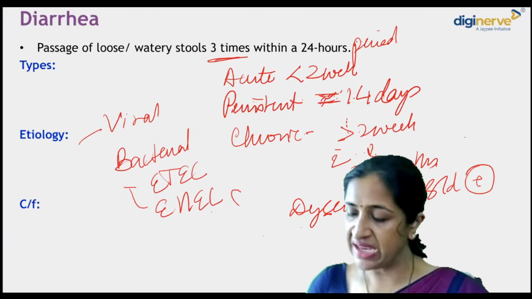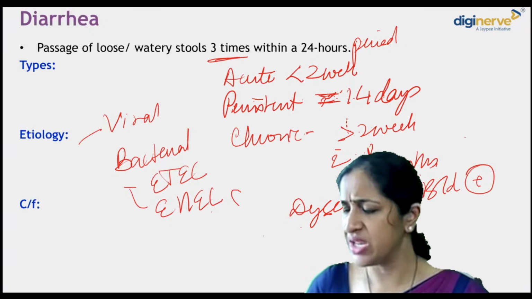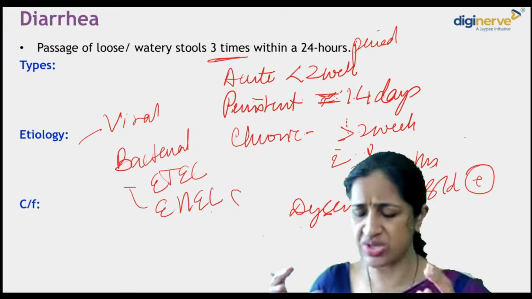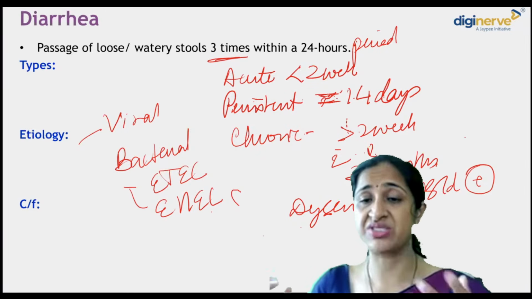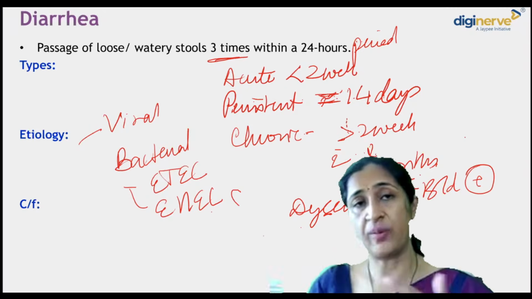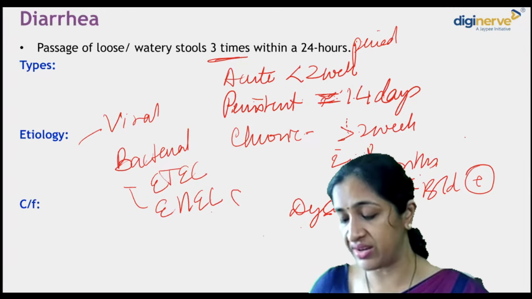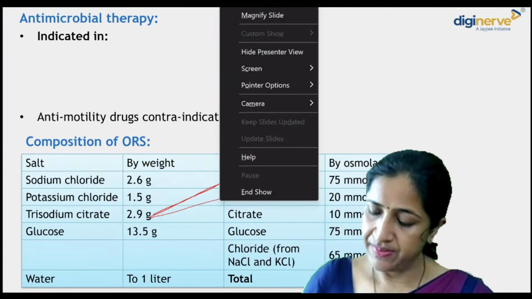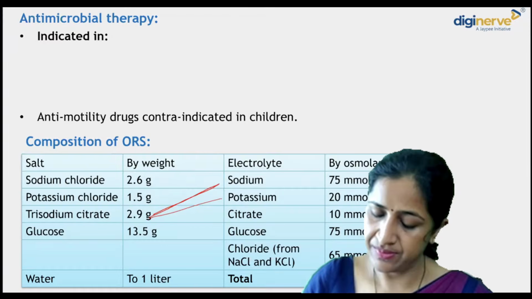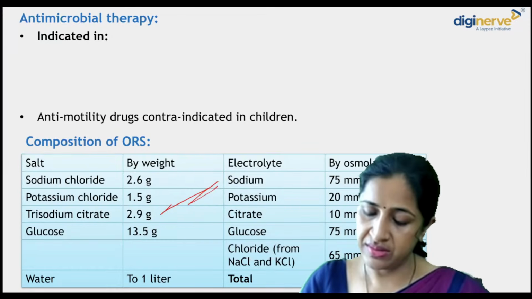Clinical features, presence of loose stools, and the loose stools are essentially associated with abdominal pain, vomiting sometimes, dehydration, presence of blood in the stools, and complications like acidosis and death.